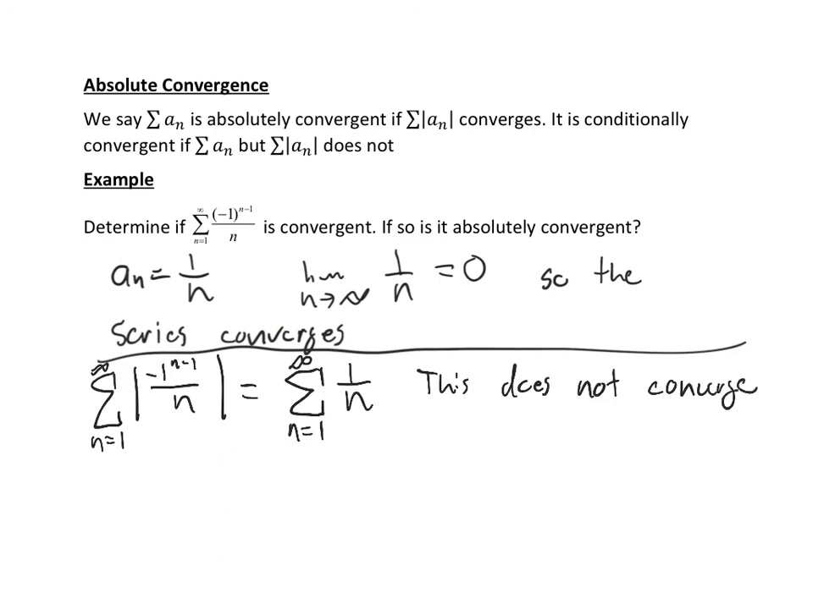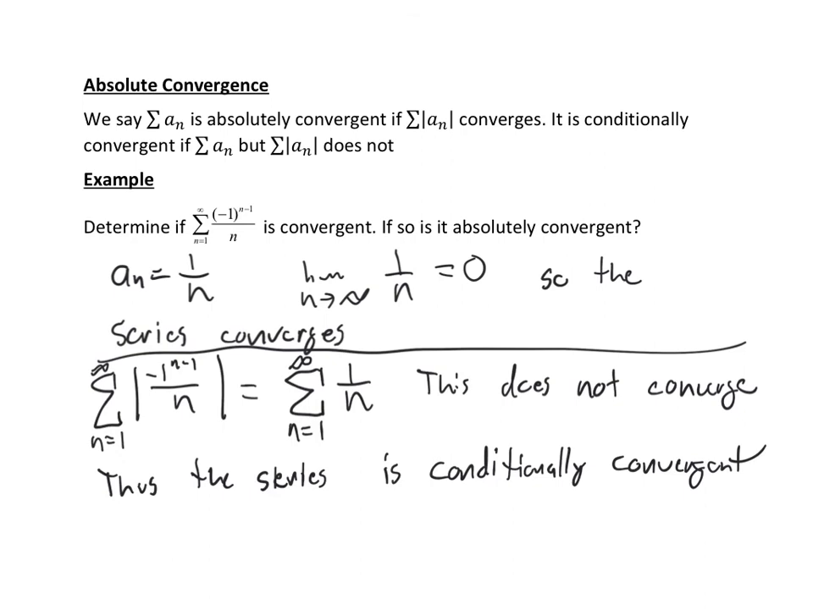Because it's a p-series with p equal to 1, thus the series is conditionally convergent. Meaning it will converge if it has that alternating part, but if you take out that alternating part, it will no longer converge.